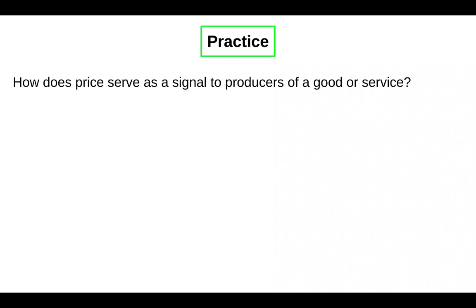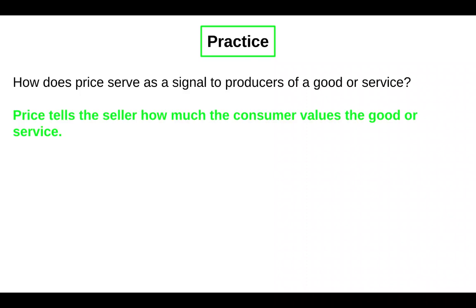So, the correct answer, or I guess there's several answers you could give here, but the one I'm going to go with is: price tells the seller how much the consumer values the good or service. Price is a measure of value, and we talked about in Unit 1 in market economies how much price plays a role in determining outcomes in that type of economic system.